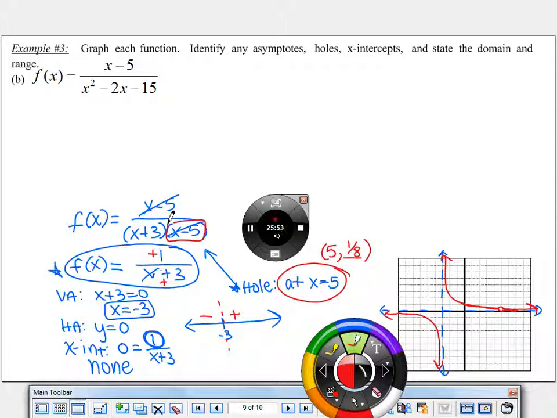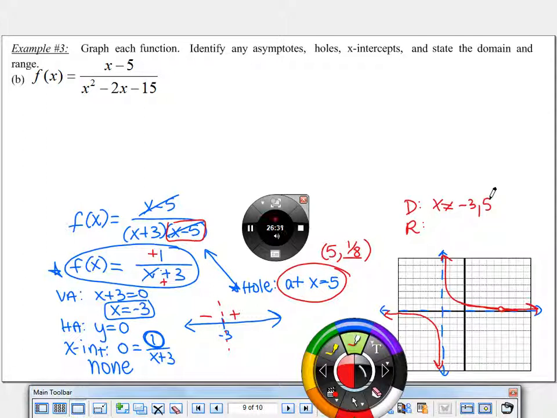Does that make sense? All right, domain and range for this graph. So what is the domain? Okay, so all reals. Are there any exceptions? 5 and -3. So our vertical asymptote is causing an x value we can't plug in, and our hole is causing an x value that we can't plug in. So the graph literally skips over those x values. So our domain could include anything except, or x cannot equal, -3 and +5.